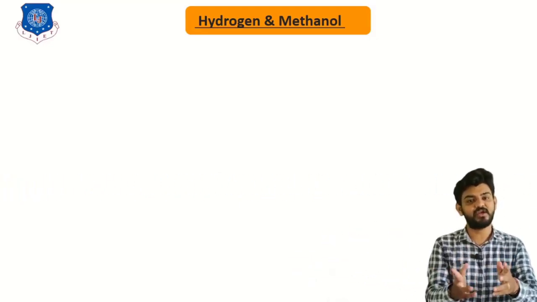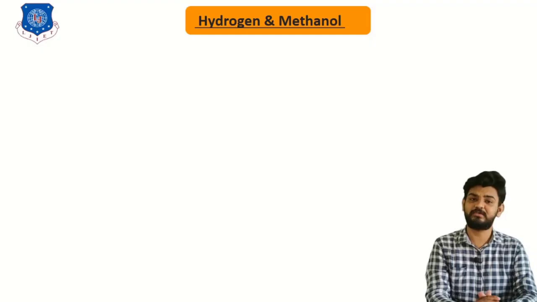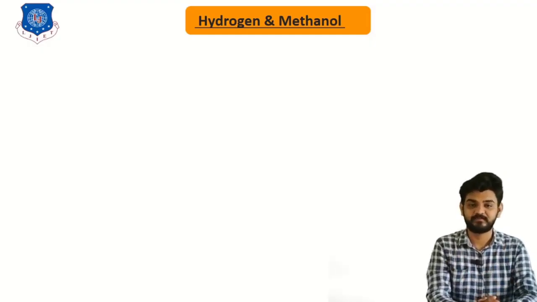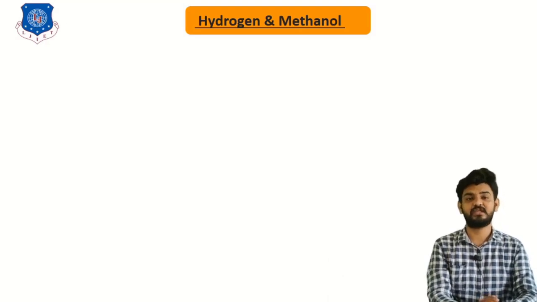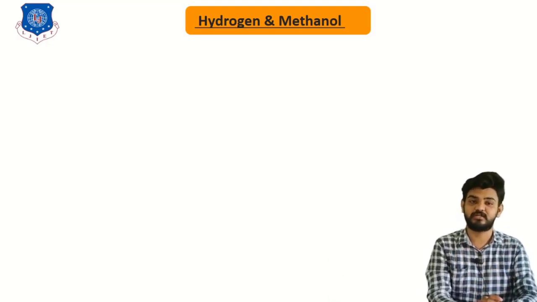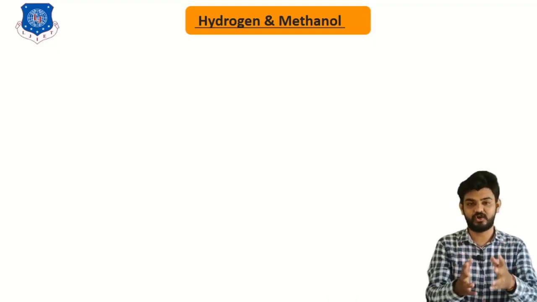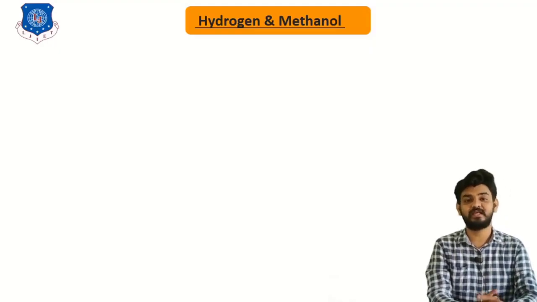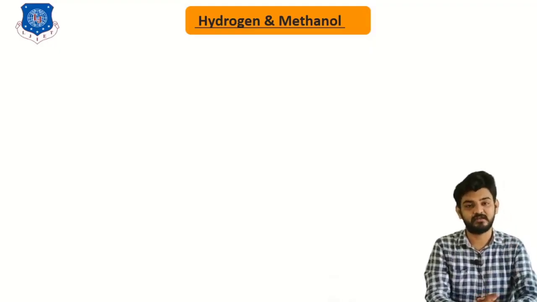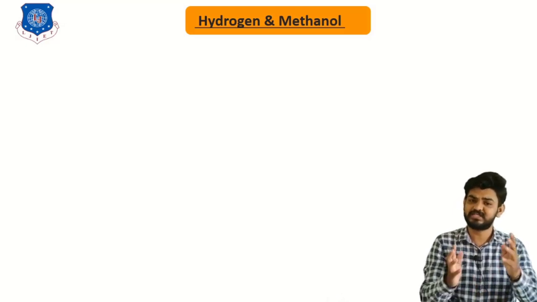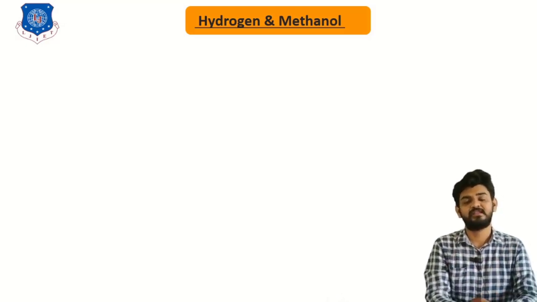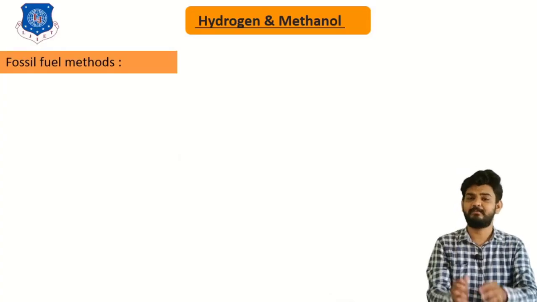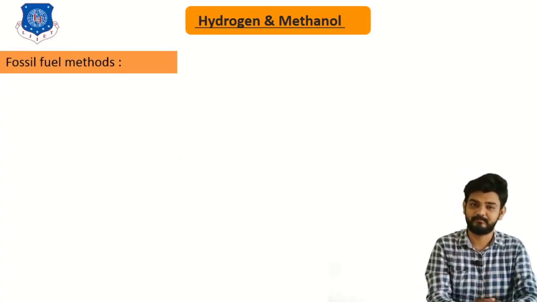In the previous video, we started the new chapter of hydrogen and methanol as energy sources, in which we saw different properties of hydrogen and different production methods for hydrogen. If you have missed that video, you can find it in the i button on the top of the screen. Now let's start this video with the production of hydrogen by means of the fossil fuel method.